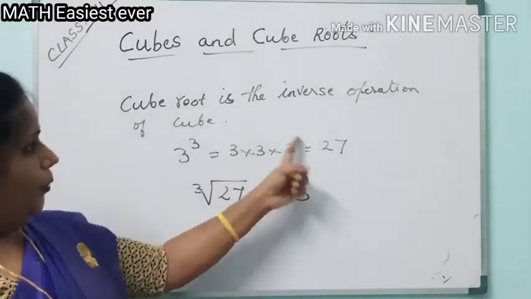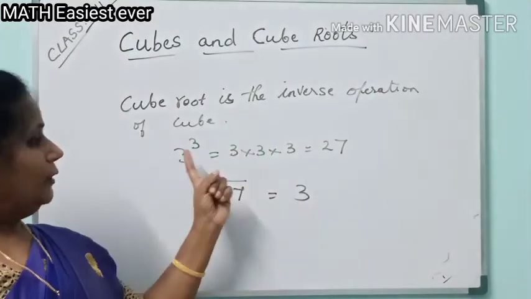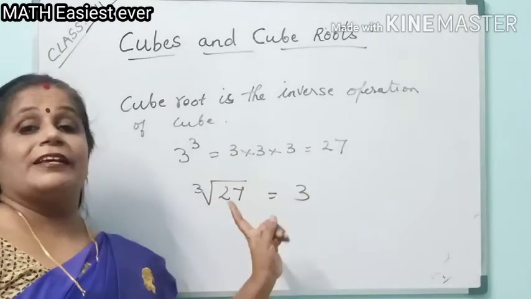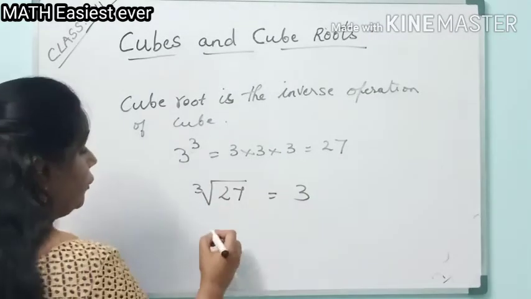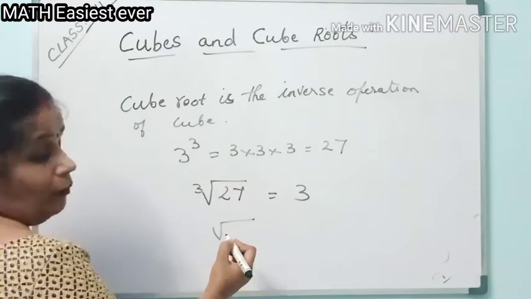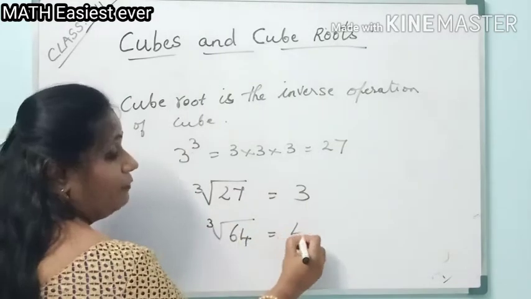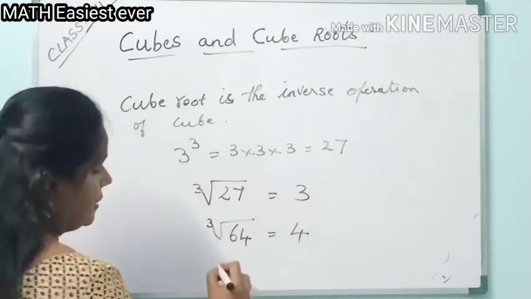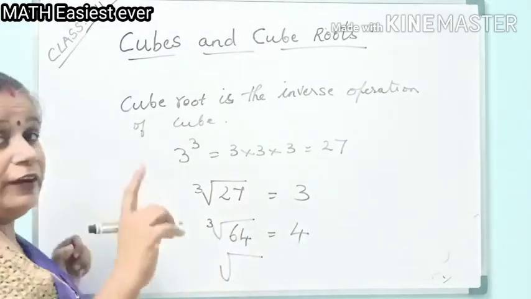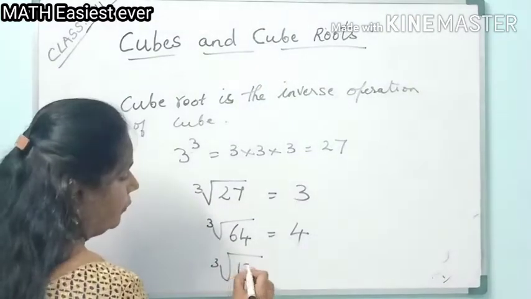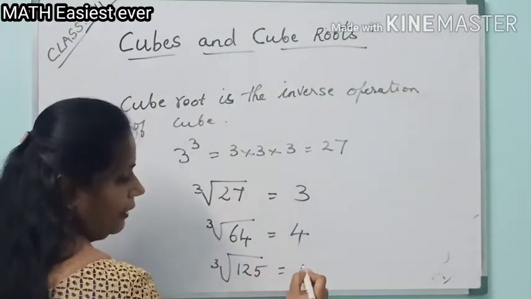So, cube root is the inverse of cube. 3 cube is 27, or cube root of 27 is 3. Like that, 4 cube is 64, right? So, cube root of 64 will be 4. Similarly, 5 into 5 into 5 is 125 and cube root of 125 will be 5.